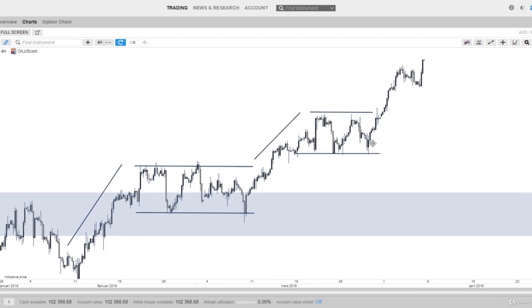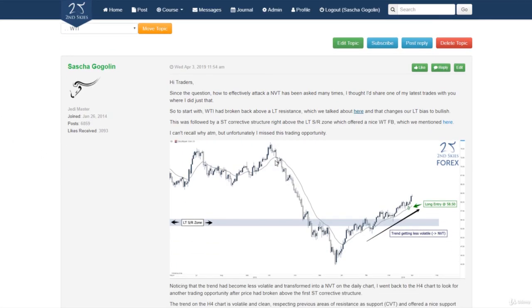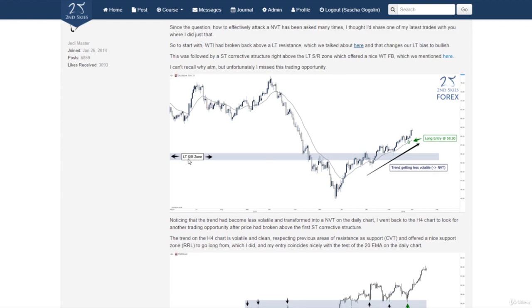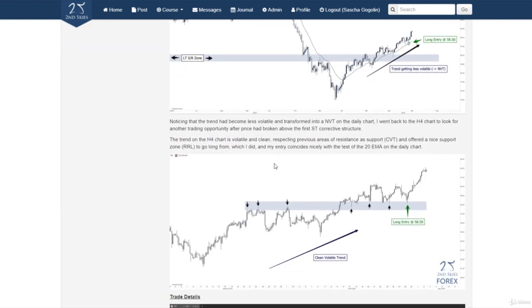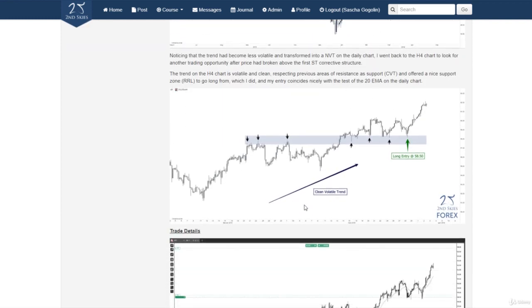And exactly that happened after I took my entry here. And this was what I shared here in the course. You can see here I shared the long-term support and resistance zone. It was broken. Talked about my long entry here, which was at the dynamic support. And here you can see my trade details. Here I entered my trade.